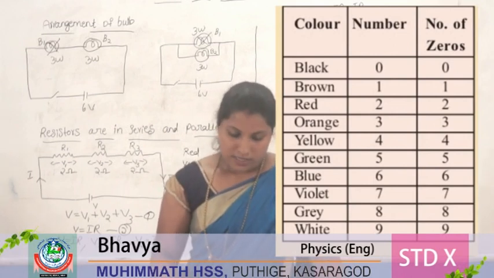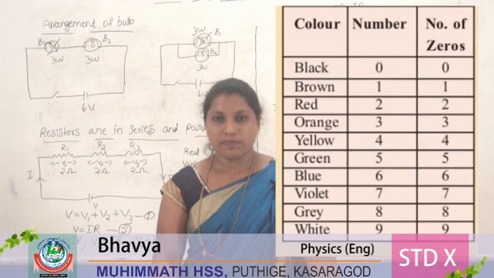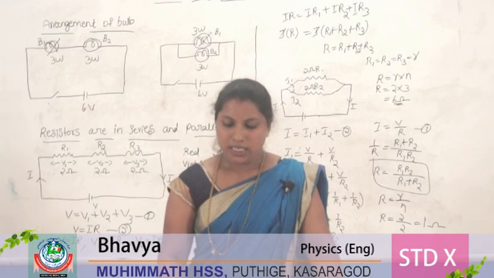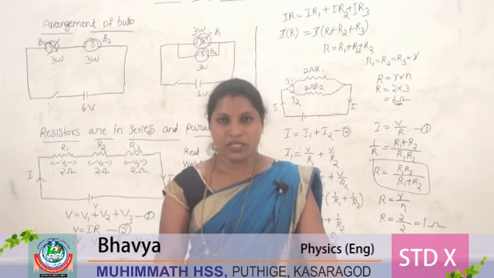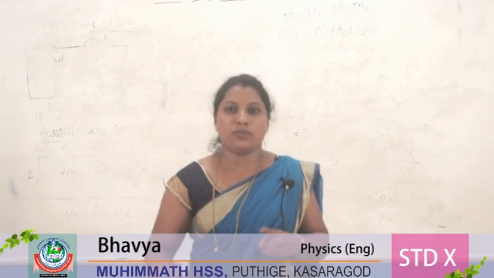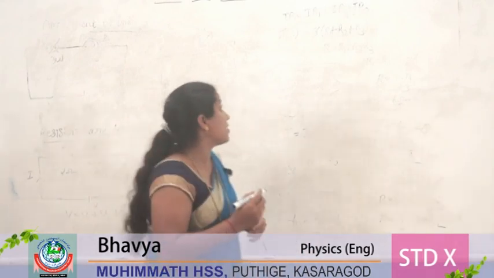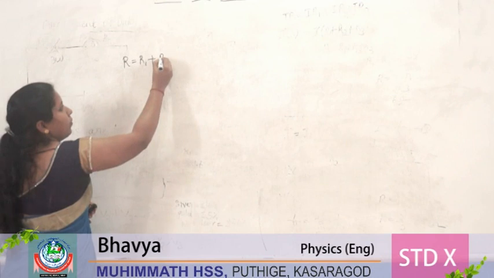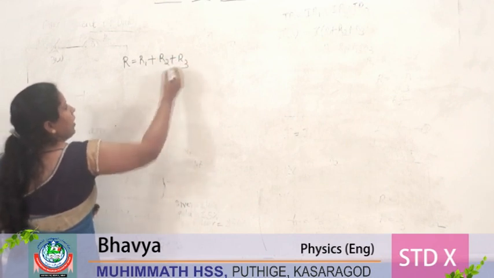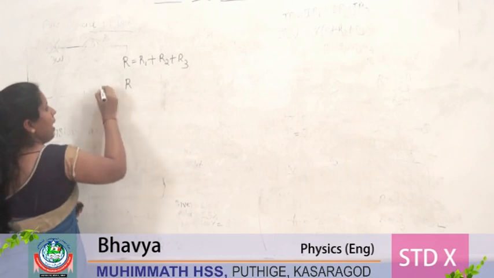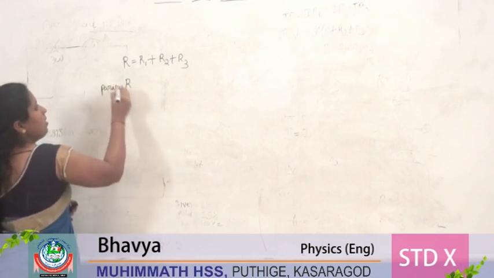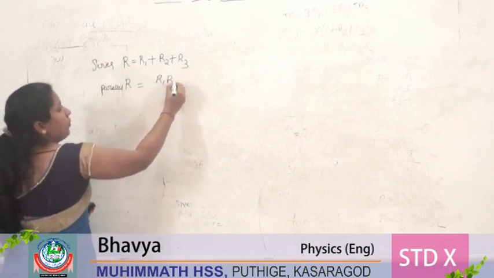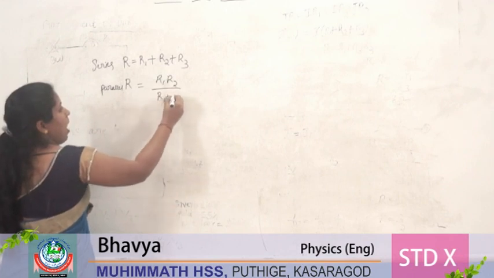See here. What is the current if 4 ohm and 2 ohm resistors are connected in series and a 6 volt potential difference is applied? You have studied two formulas for effective resistance. In series connection, R is equal to R1 plus R2 plus R3. In parallel connection, R is equal to R1 into R2 divided by R1 plus R2.